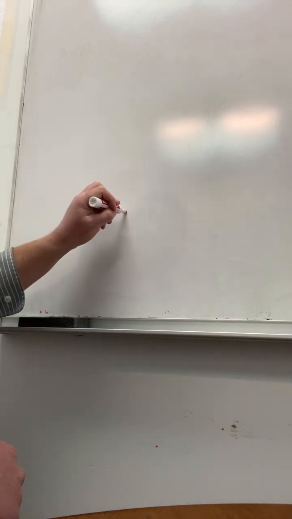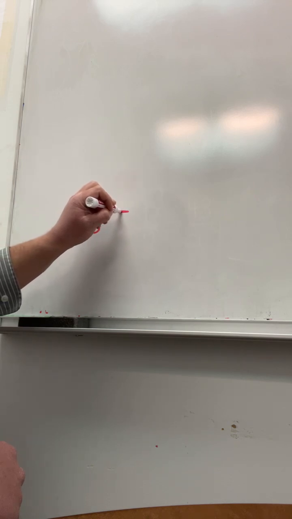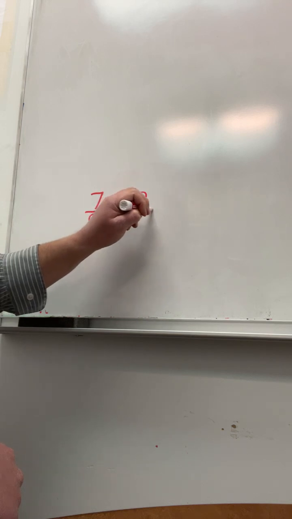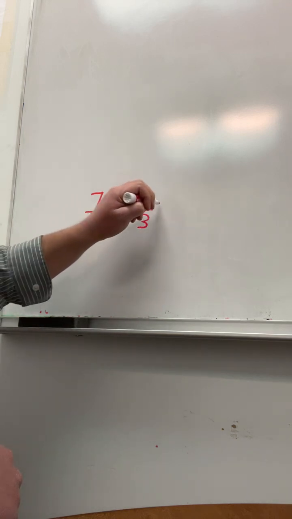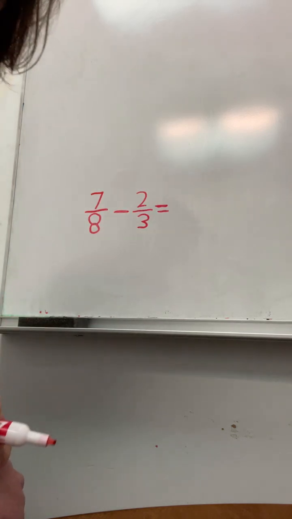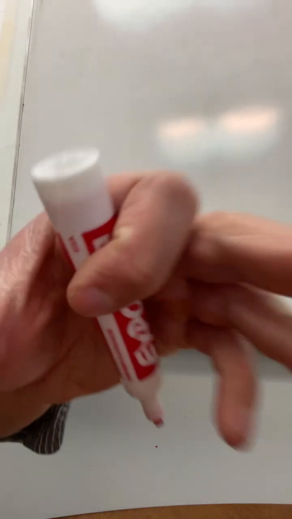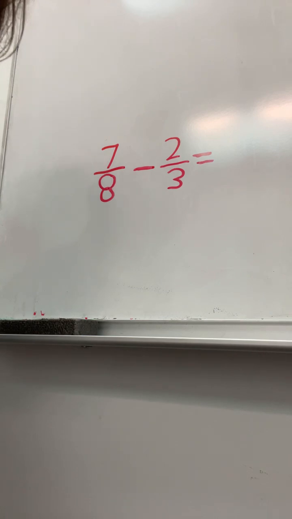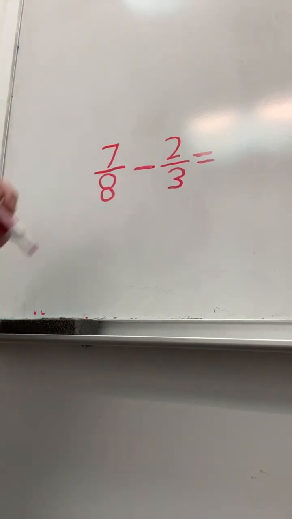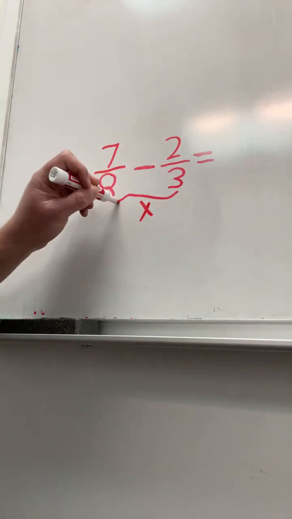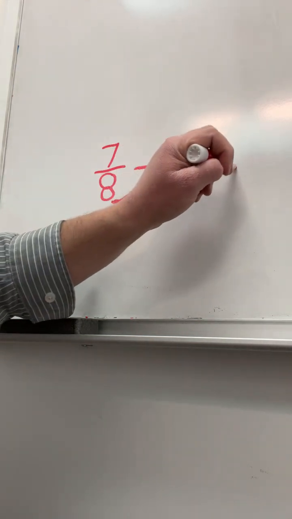7/8 minus 2/3. Let me bring this in close because I want y'all to see. 7/8 minus 2/3. So our first step is we multiply the denominators. That's going to get us a common denominator here. 8 times 3 equals 24.